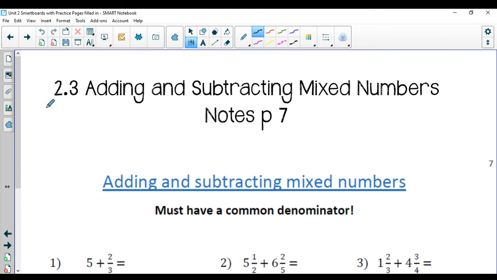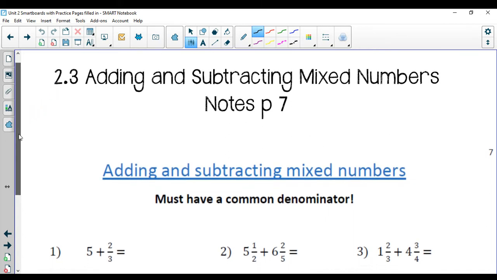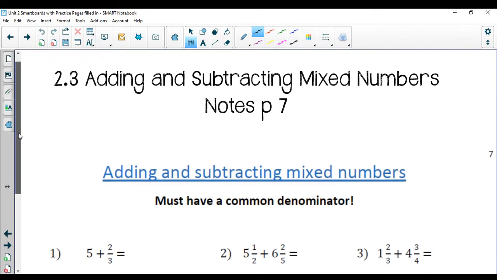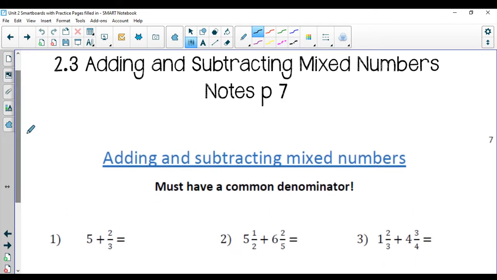This is lesson 2.3, adding and subtracting mixed numbers, and we're going to be in your notes packet on page number 7, so just page 7 today. Remember, go ahead and pause the video as you need to so that you can fill in your notes, and we're going to go ahead and get started here.